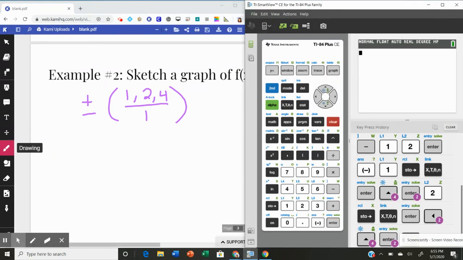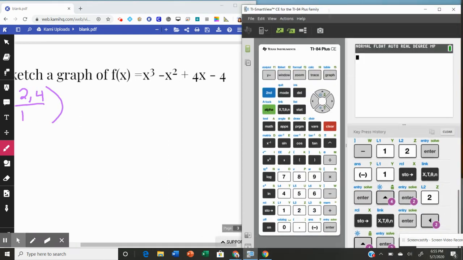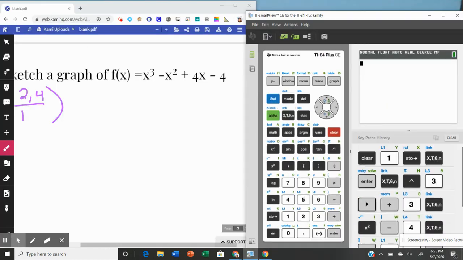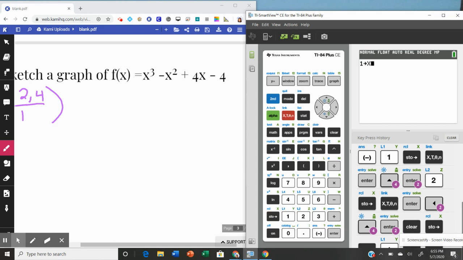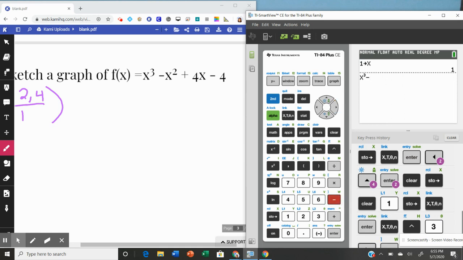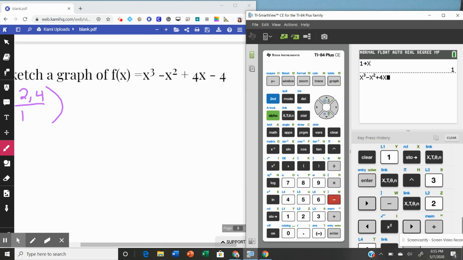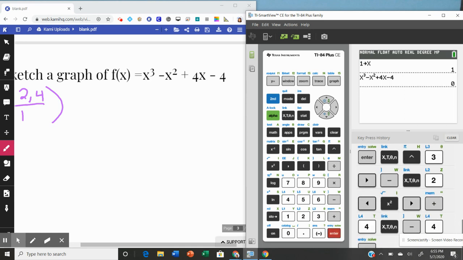Let me clear out what I had before for my calculator, and let's try to rewrite. Let's see. There's my function. So let's see. If I want to store, let's store 1 first. 1 store x equals now x cubed minus x squared plus 4x minus 4, enter. Hey, good job. I love it when I find 1, right? It gives me 1 quick, easy root. So 1 is a factor.